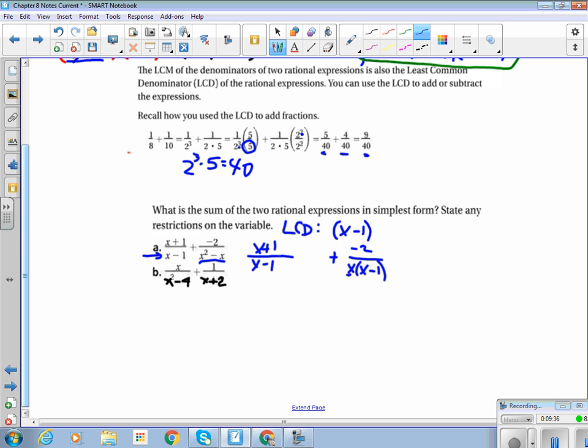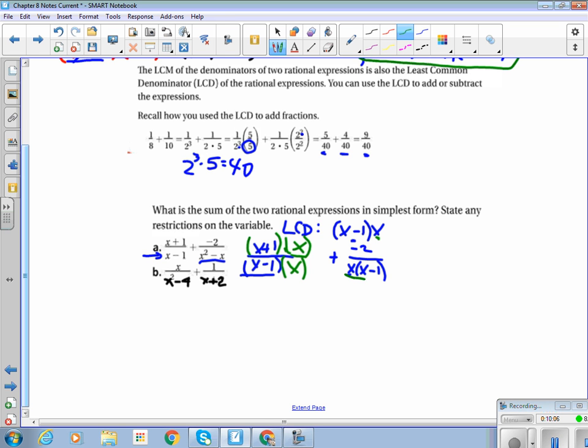So x is a factor. I already have x minus 1, so I don't have to write that. Power 1, here it's power 1. So my least common denominator is x minus 1 times x. I already have the x minus 1 here. So I need to give it an x on the top and an x on the bottom.